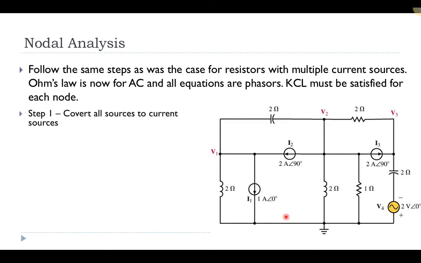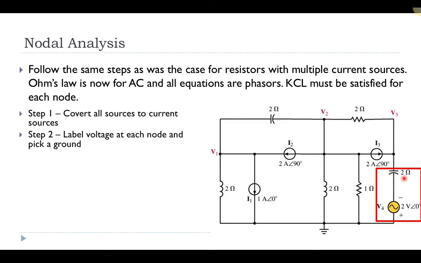The first thing is that we would want to make sure that all of our sources are current sources in the circuit, and if we have a voltage source, then we would need to convert it to a current source. We notice in this particular circuit that we do have a voltage supply that's connected in series to an inductor that has a reactance of 2 ohms. So we can convert that combination of a voltage supply with some impedance in series into a current source in parallel with an impedance.